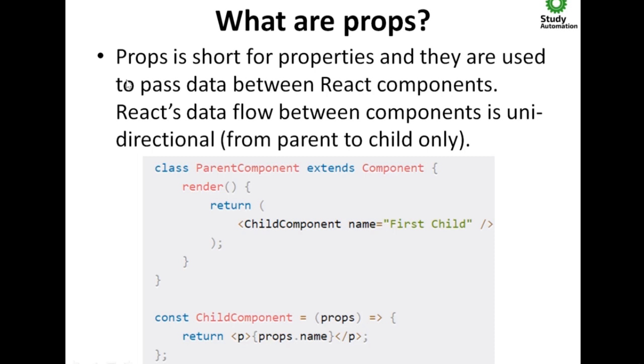Whenever we work with React.js, there are two major things that we need to understand. One is props and the other is state. Props is short for properties, and they are used to pass data between React components. React's data flow between components is unidirectional, from parent to child only, and that communication between parent and child happens using props. In this example, we have a parent component, a class, which returns a child component, and in the child component we are passing the attribute name. This name will be used in the child component through props. In the child component we pass our parameter props and return props.name.